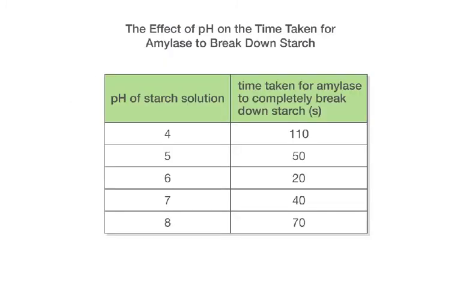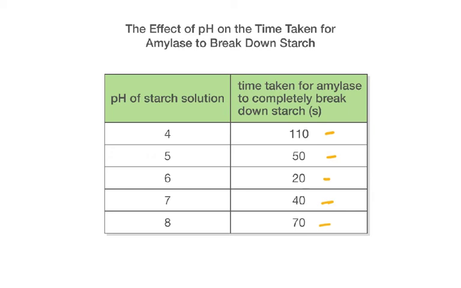Here is a typical reading of pH of starch solution and time taken for the amylase to break it down. So you can see how at 4 pH it took 110 seconds, at 5 it took 50, at 6 it took 20, and then at 7 it took 40, and then at 8 it took 70 seconds. But you see, now what we have to realize is that the optimum is somewhere around 6.